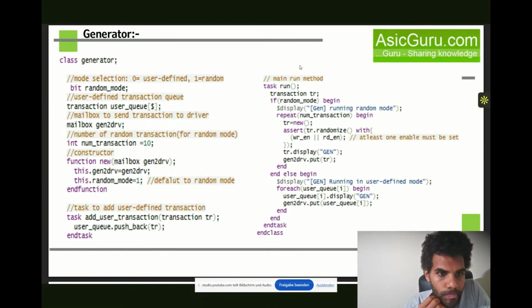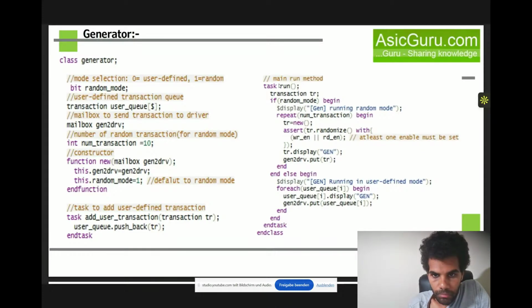Generator class. Generator class consists of two modes, 0 and 1, represented by random mode: 0 for user defined and 1 for random. Then we need a queue for the user defined mode, and a mailbox to transfer transactions from the generator to the driver. We by default take the number of transactions as 10. Here is the constructor. We initialize the mailbox and take random mode as 1 by default. Here is the task to add the user defined transaction to the queue.